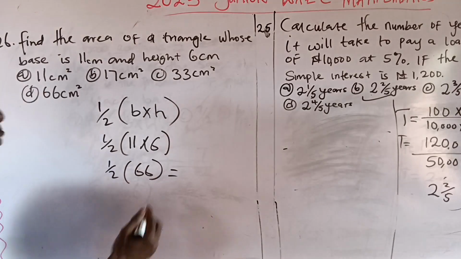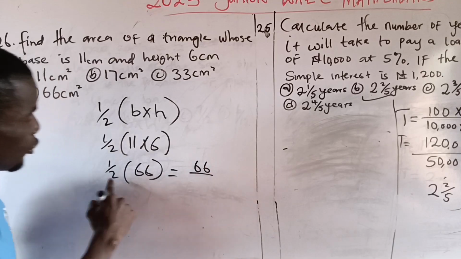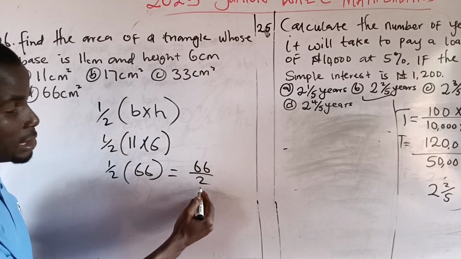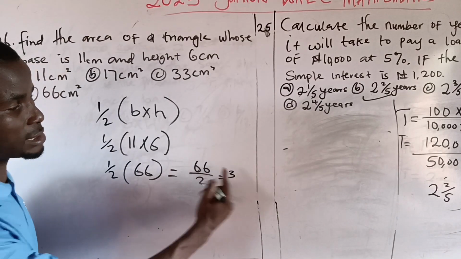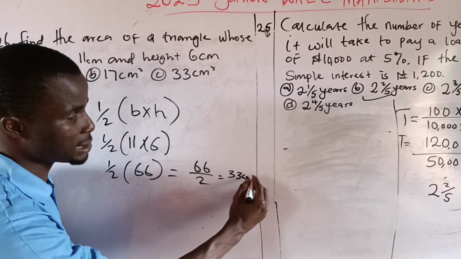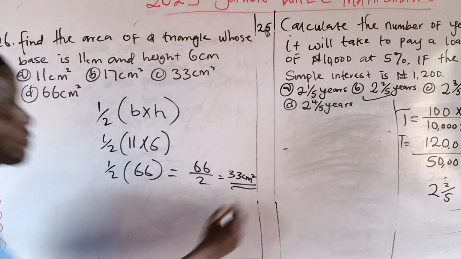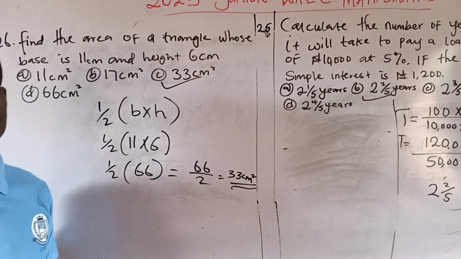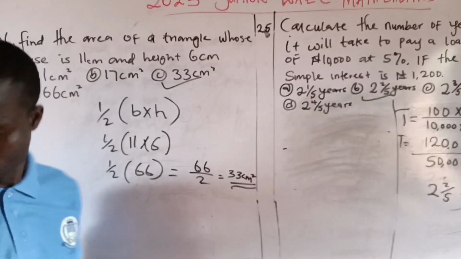Or you can write it in this format, that is 1 times 66 will give us 66 over 2. How many 2 can you see in 6? You will see 3. We just divided it. So 33 centimeter square. That is the final answer. Now let's check here. The answer is in option C. So now let's go to question 27.